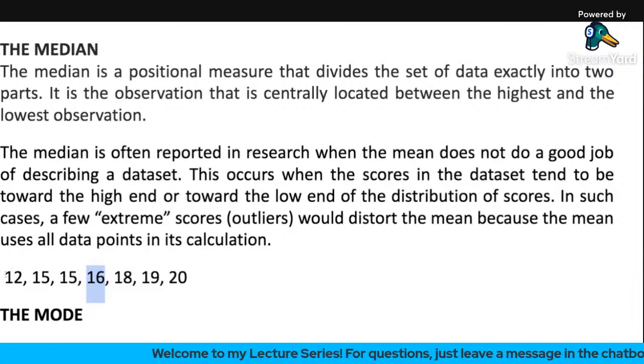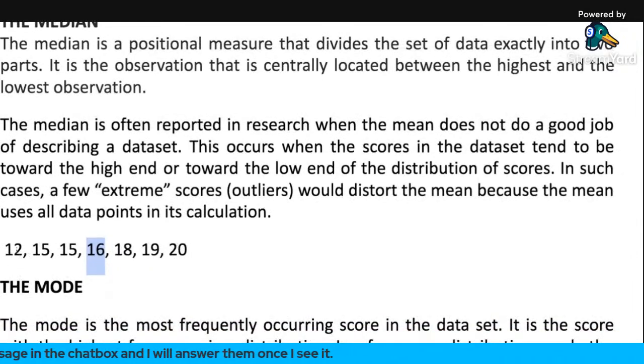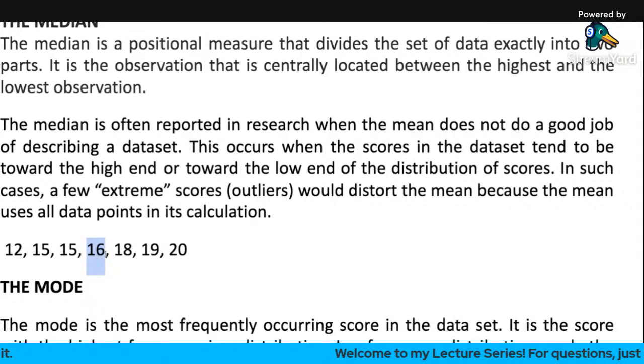Unlike in the mean, all members of the dataset are considered. We add all of them, then divide by the number of cases. Kaya pala naapektuhan siya ng extreme scores. But for the median, hindi siya affected ng extreme scores because what we are only after is the middlemost number. Okay, in this case, it's the fourth member of the data set.